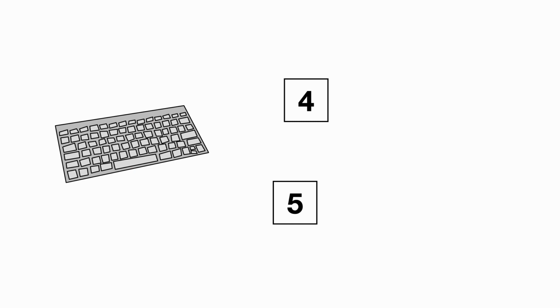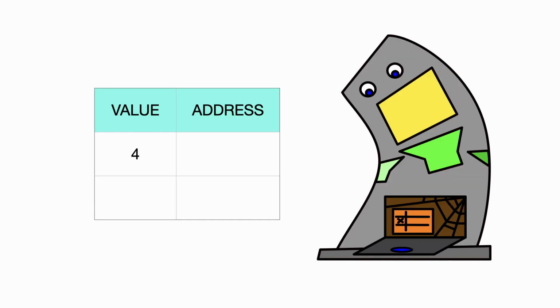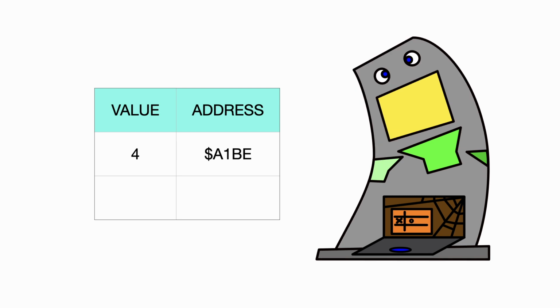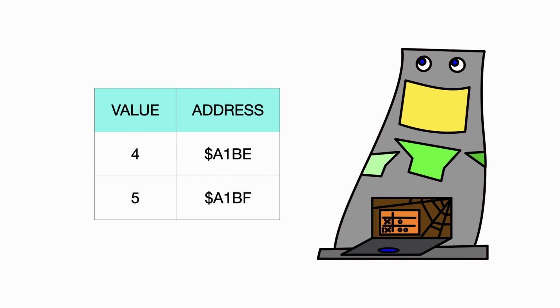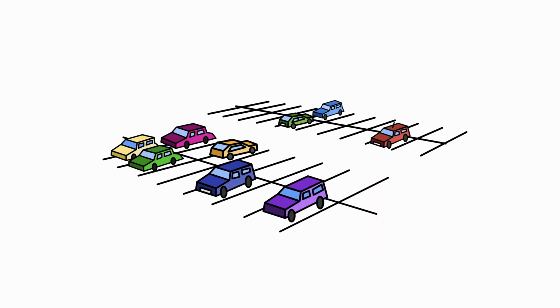So how does this work without variables? Well, the programmer takes the value and stores it at a specific memory address. And the same happens for the second value. Since you chose these memory addresses yourself, you also have to remember them. Much like remembering where you park your car.